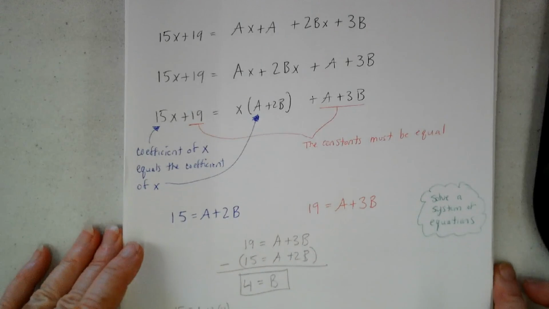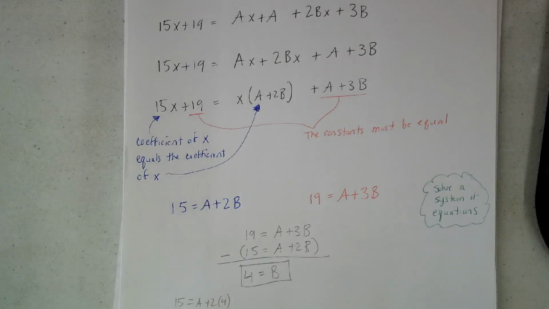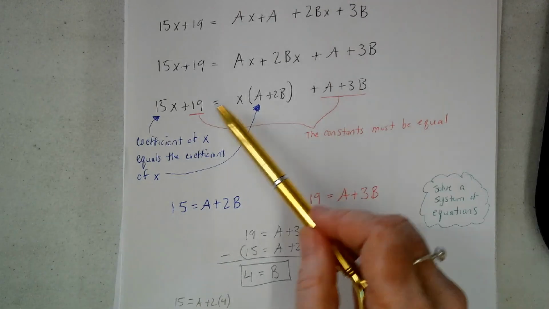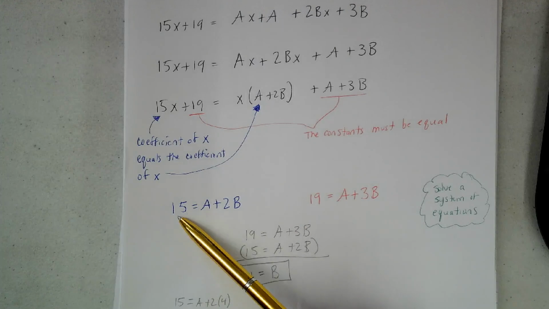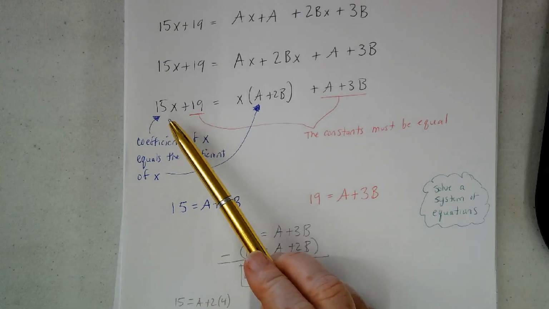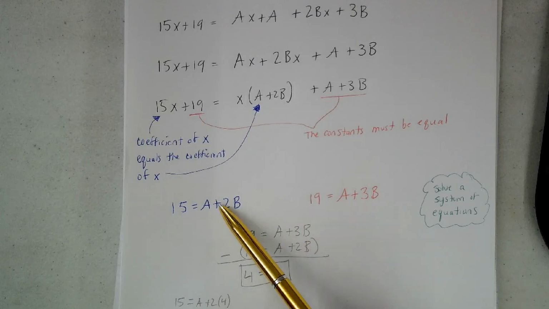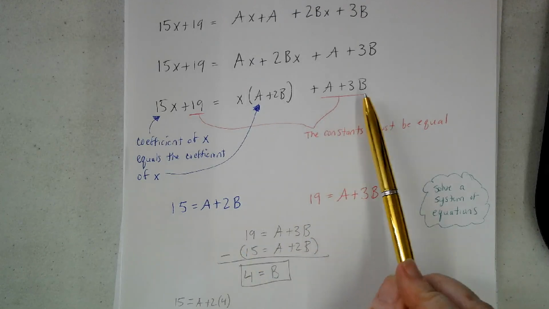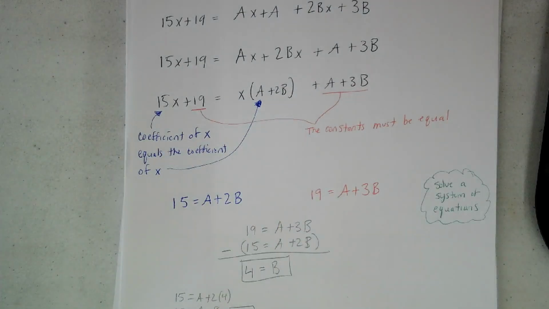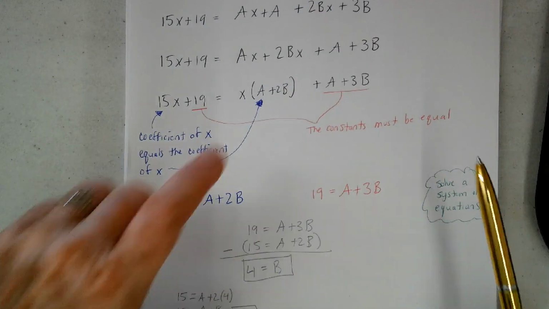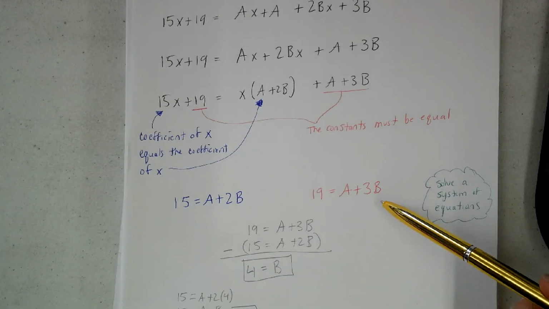I just wrote it all out right here. I wrote that the coefficient of x equals the coefficient of x. So that's how I'm able to write 15 equals a plus 2b. Okay, and then the constants, these two constants must be equal to each other. So I wrote that 19 was equal to a plus 3b.